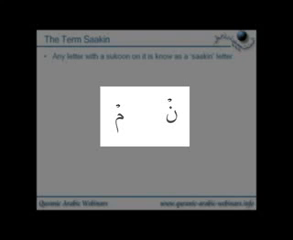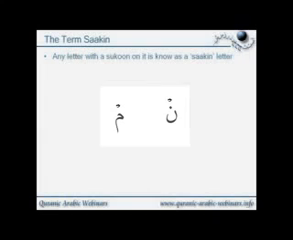So the Noon has a Sukoon on top of it, and that's the way it's written in the Uthmani script. So it will be known as Noon Sakin, and the Mim has a Sukoon on top of it, so it will be known as Mim Sakin. So that terminology is important, especially when we get into the Tajweed level, because there are certain rules to do with the pronunciation of Noon Sakin and Mim Sakin.